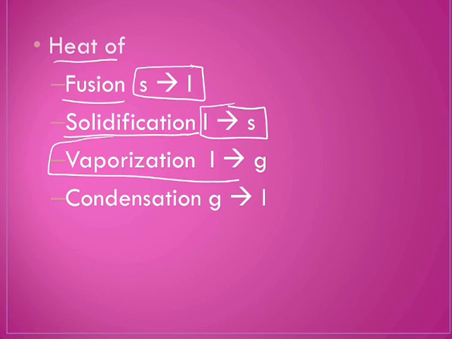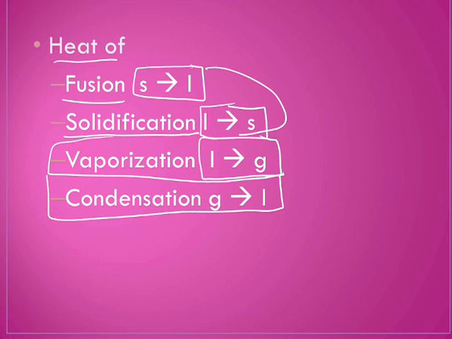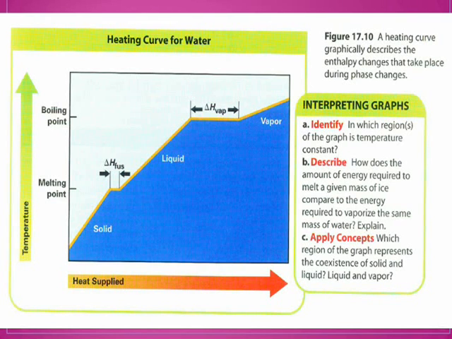Heat of vaporization, what is the heat required to put a liquid into a gas state, and vice versa? What is the heat required to go from a gas to a liquid? And that's heat of condensation. And we'll see that these are equal to each other, and these two would be equal to each other, but opposite sign. Now let's look at the heating curve for water.